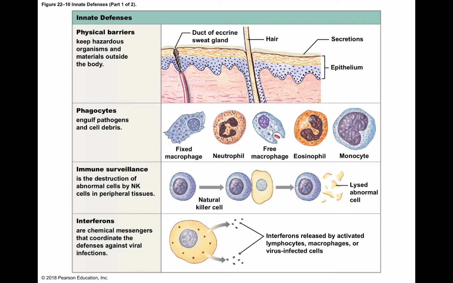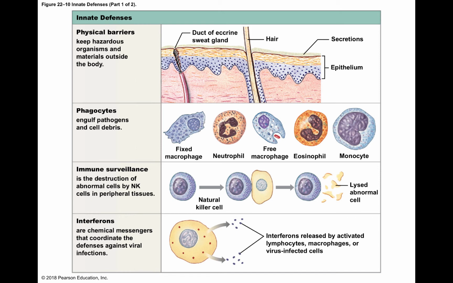Remember the sebaceous glands? What type of substance do they secrete? Sebum, which is real oily, right? So the oil can cover the area too. It's hard for those pathogens to get inside when they have to try to get in through those secretions. So the physical barriers include the skin, the hair, and the secretions, right?